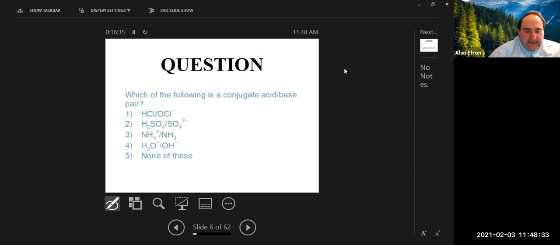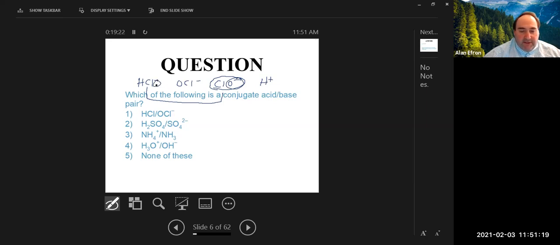Take a second here and try to determine which one of these are acid-conjugate base pairs and see what you come up with. We have HCl and OCl minus. I don't know why books always write it like that. By the way, that's the same as ClO minus, which is hypochlorite. So when we look at these two things, again, the difference is definitely an H plus, but there's also a difference of that oxygen. This one obviously doesn't have oxygen.